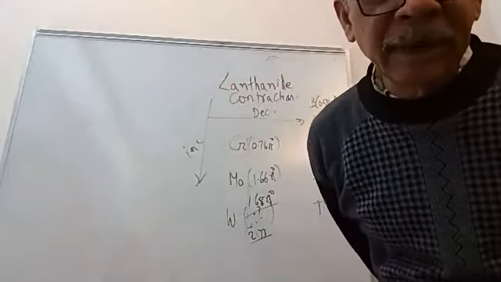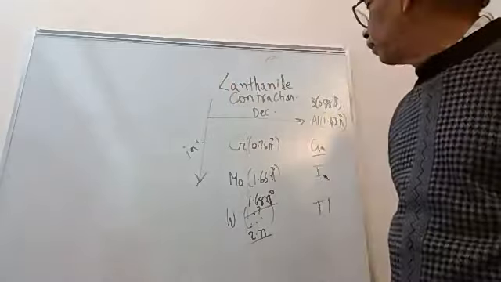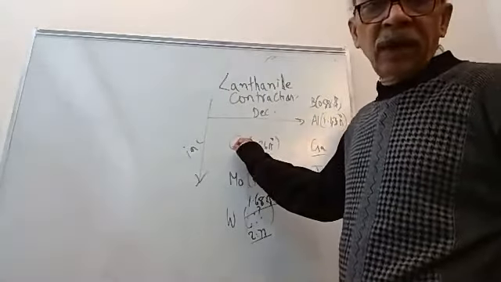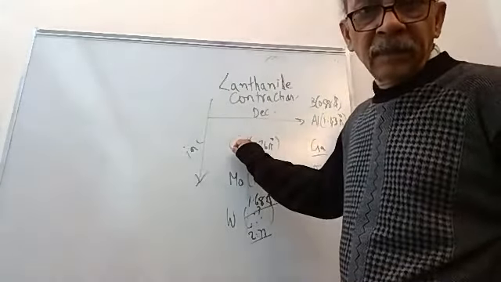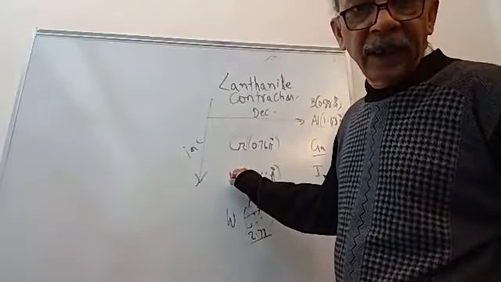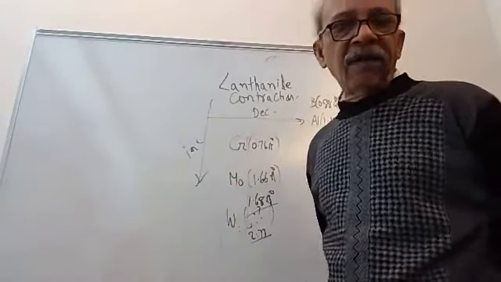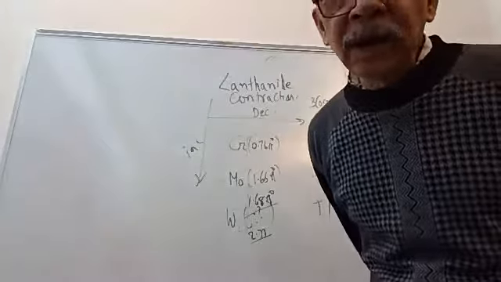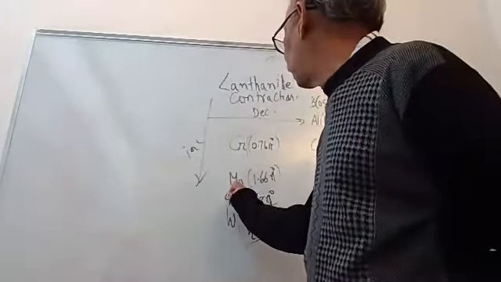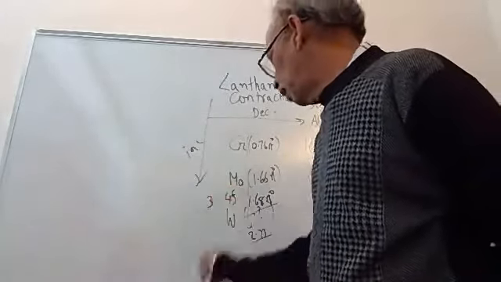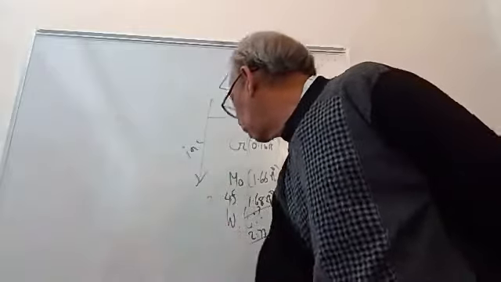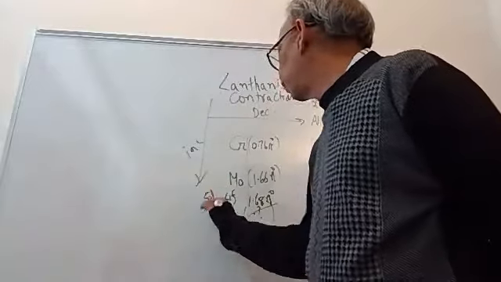Why does this happen? Very simple. When you go to chromium, you have only 3D orbitals. When you go to moly, it is 4D. In the tungsten, you have 5D. And also, there are 4f electrons. In tungsten, there are 4f electrons and 5d electrons.